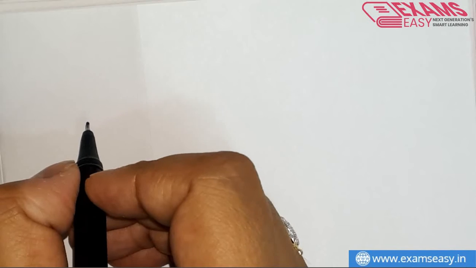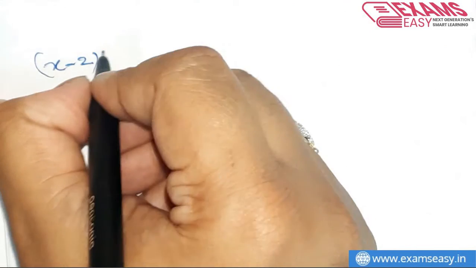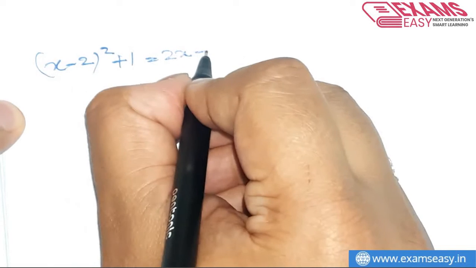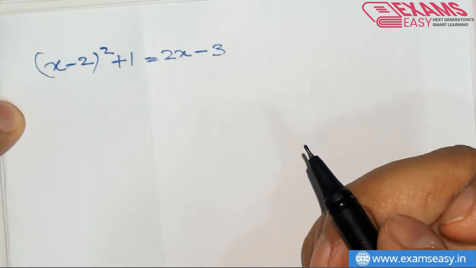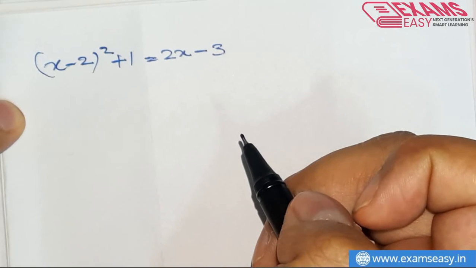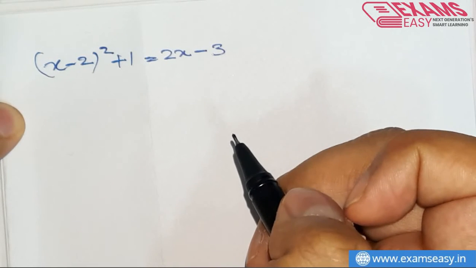Friends, let us start our examples based on the first two concepts. First of all, we will check whether the given equation is quadratic or not. So let us do a very first example. X minus 2 whole square plus 1 is equals to 2x minus 3. Friends, in order to solve this, we need to first simplify it and make it in the form of ax square plus bx plus c, and then we will see whether it is a quadratic or not.